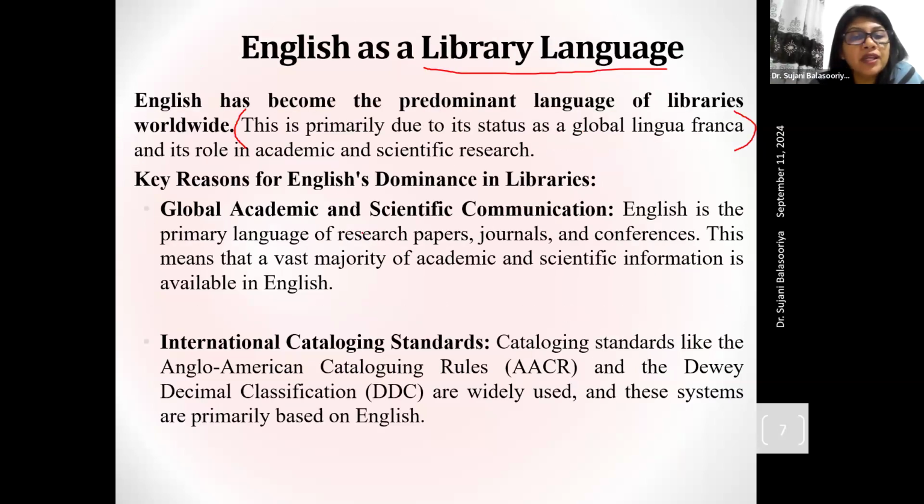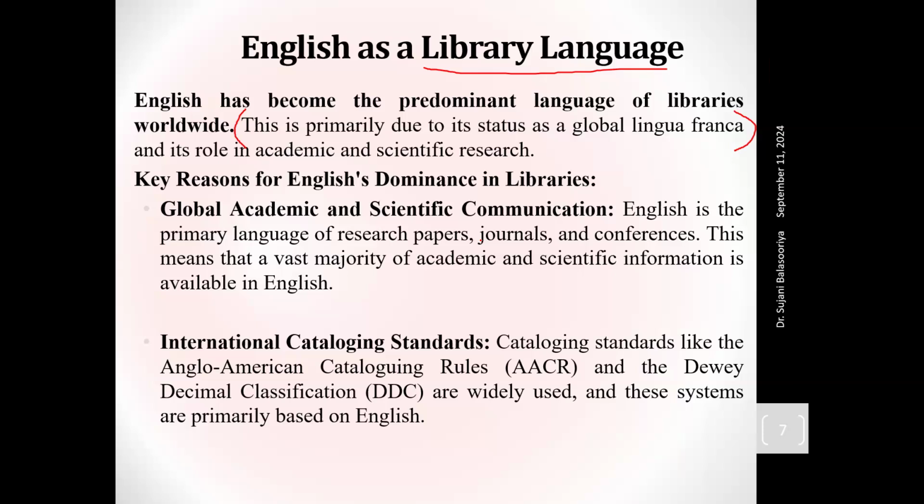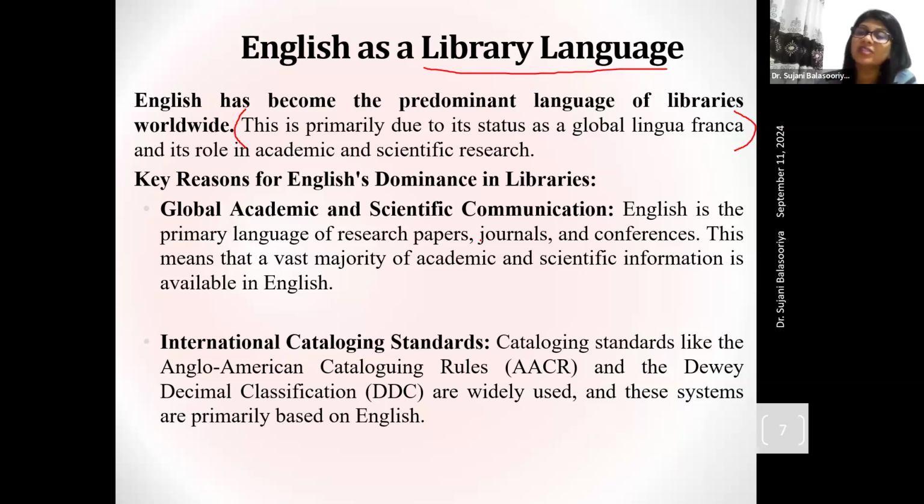English is the primary language of research papers. Earlier I told you, whenever a researcher is going to share his findings, he has to publish them in the form of a research paper, article, book, or whatever. For that, he has to use the English language. So that is why we say English is the primary language of research papers, journals, and even conferences. This means that a vast majority of academic and scientific information is available in English.